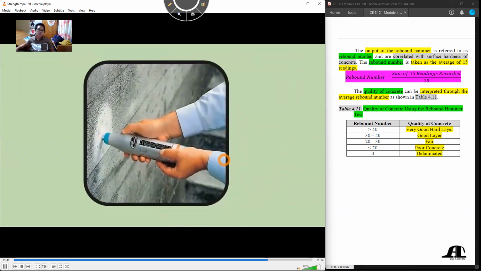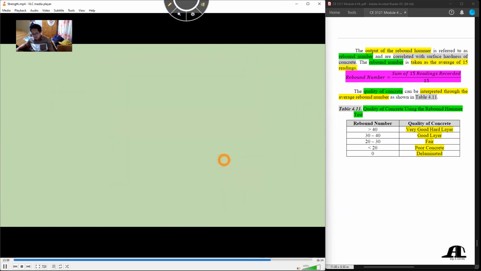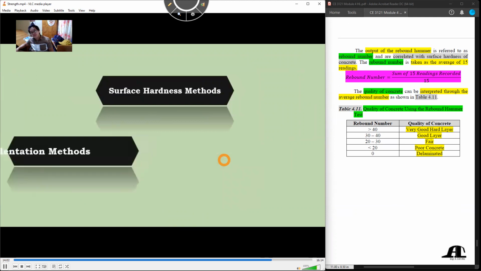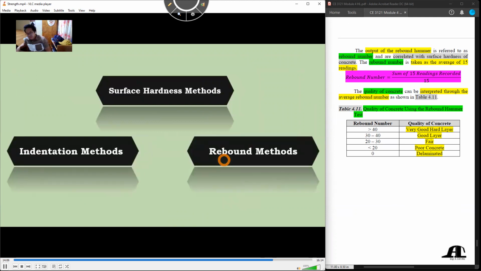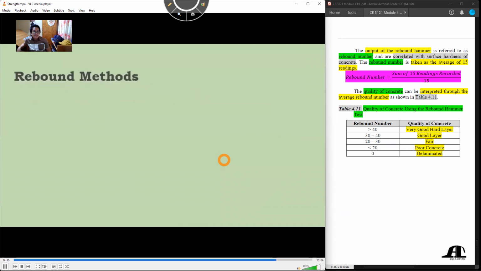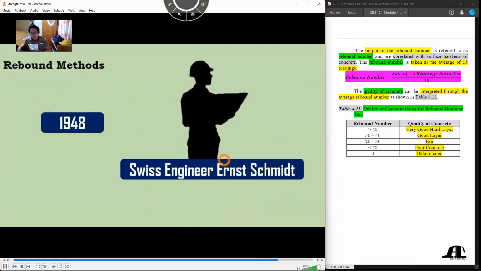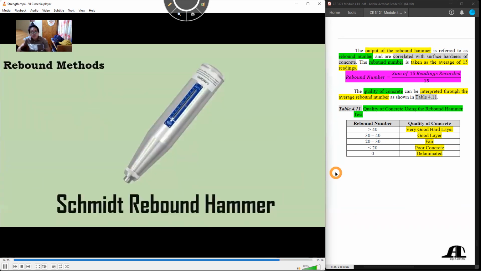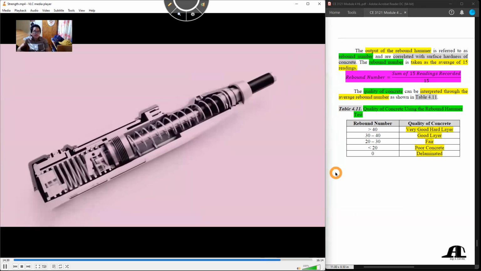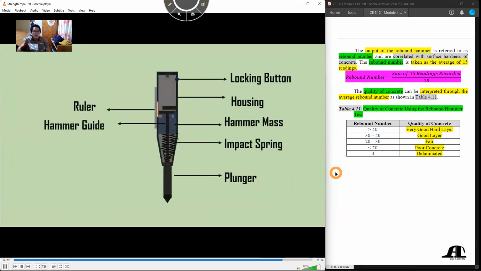Non-destructive surface hardness methods are non-invasive procedures that investigate strength characteristics of the concrete structure. This is generally done in any of two methods such as indentation methods and rebound methods. The rebound method is frequently applied to investigate concrete strength characteristics. This test was developed in the year 1948 by Swiss engineer Ernst Schmidt, and thus it is commonly referred to as the Schmidt rebound hammer. The rebound hammer is a spring-controlled hammer that slides on a plunger within a tubular housing. The entire setup with its labels is shown on the screen.